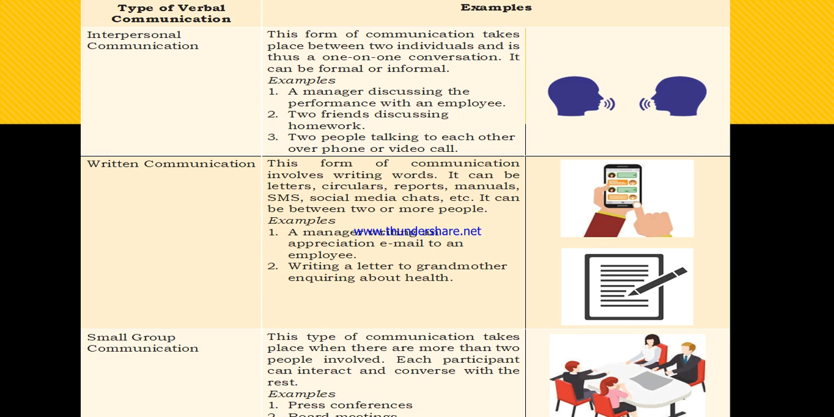What are the types of verbal communication? Interpersonal communication, written communication, small group communication. Interpersonal communication. Few examples are given. A manager discussing the performance with an employee. Maybe if you take a school, your class teacher discusses a few ideas with the class leader. That is interpersonal, one-to-one. Okay, that is interpersonal communication between two individuals. When the communication takes place like this, then that is called interpersonal communication.